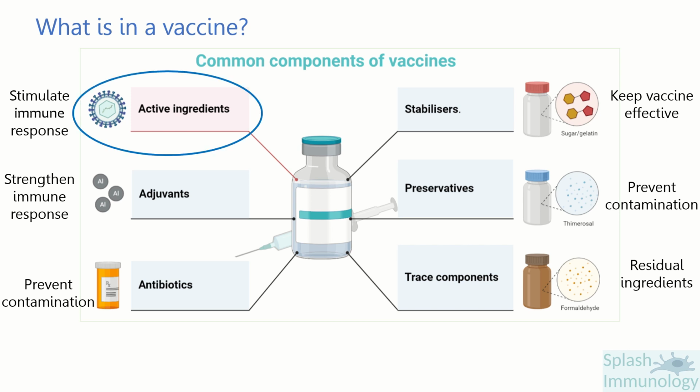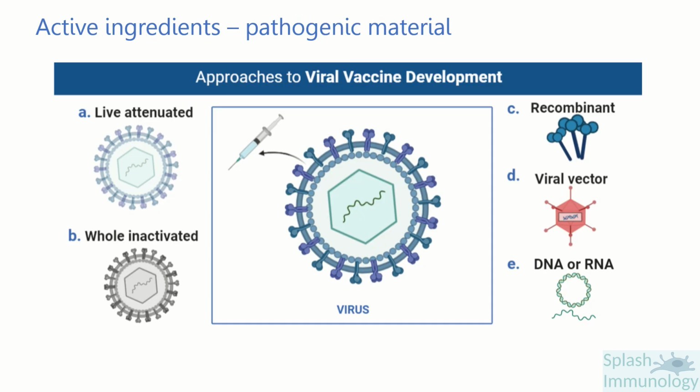So now let's have a closer look at what the active ingredients of the vaccines are. The active ingredient in a vaccine is the pathogenic material from the disease-causing organism that we want to vaccinate against. This is so that the cells of the immune system can learn to recognize the pathogen and produce antibodies and immune memory against it. However, the pathogenic material has to be carefully considered. You can't just put a live pathogen straight into a vaccine because this will infect the person that's receiving it and cause disease. But equally, there has to be enough of the pathogenic material to cause a strong enough immune response so that the body can produce immunity to the pathogen.